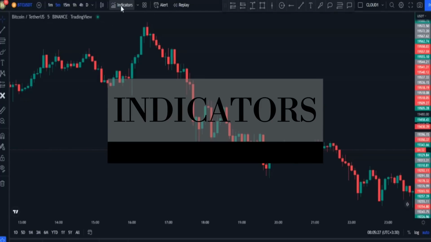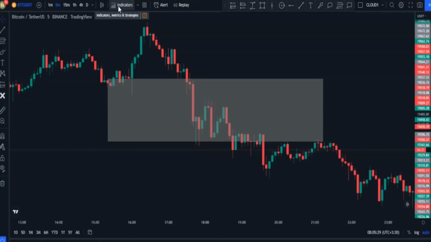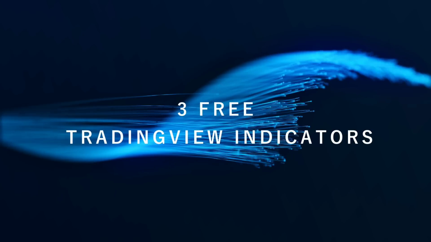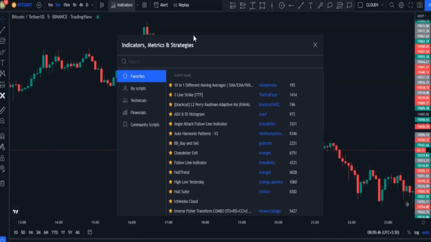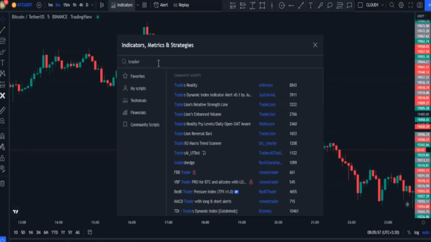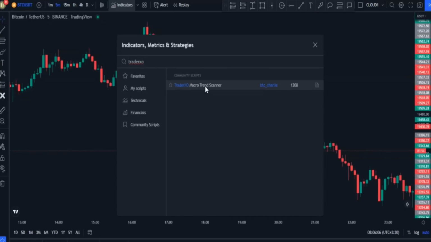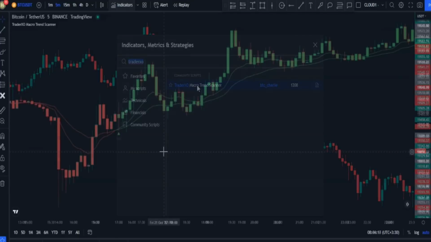Now it's time to add the indicators to our chart. In total, 3 free indicators are going to be used in this strategy. Let's get to applying the first one. Open the Indicators tab from the top of the page in TradingView. Then on the top of the tab in the search bar, we type our first indicator's name, which is TraderXO. We add this TraderXO micro trend scanner made by BTC Charlie indicator to our charts.